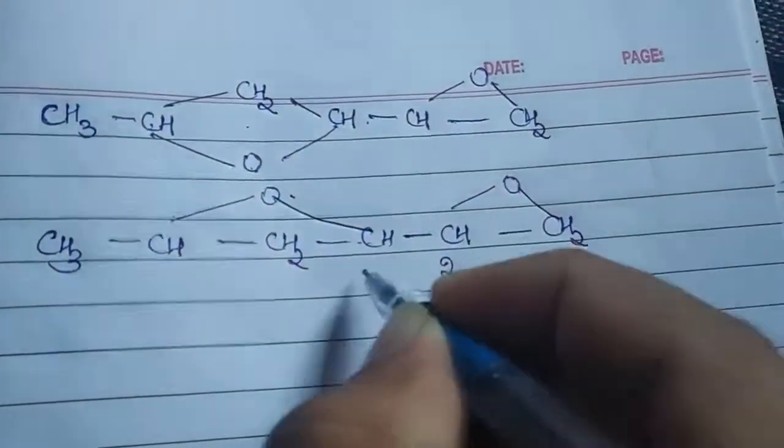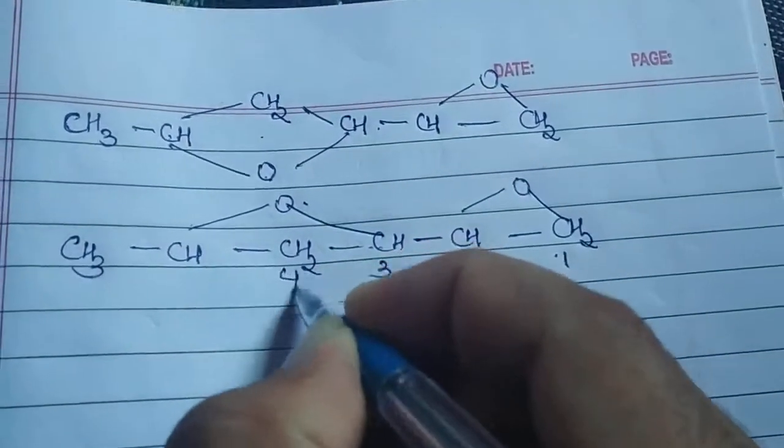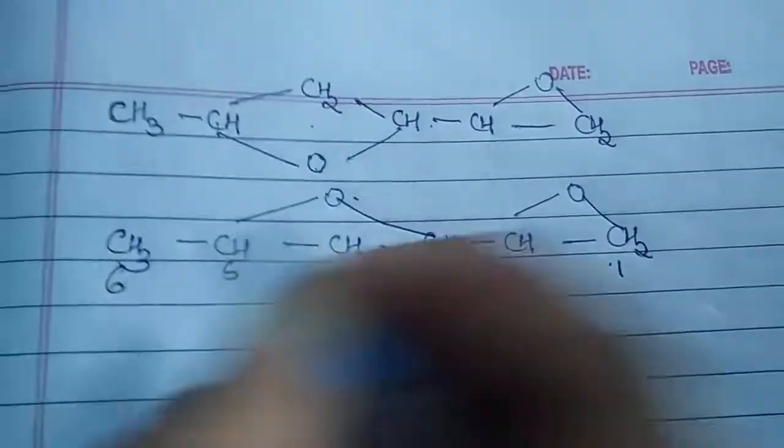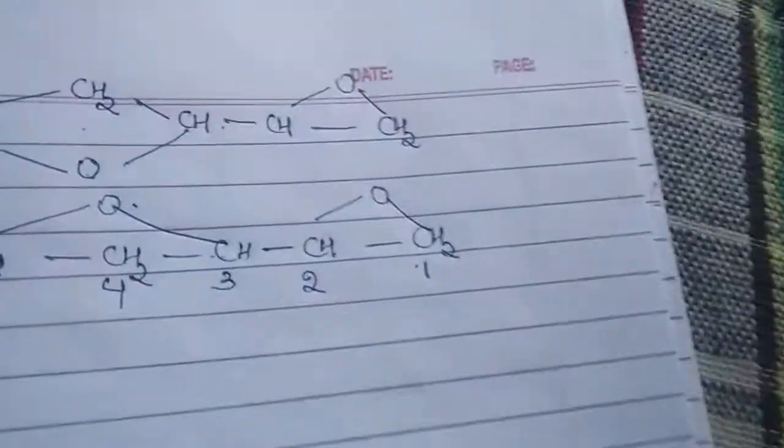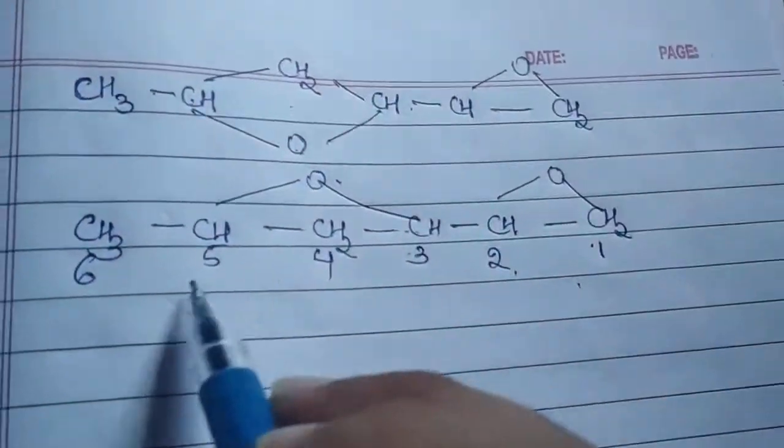1, 2, 3, 4, 5, 6. Yes or no? If you are coming from the other side, what happens? The numbering becomes greater. We always want the least possible numbers. So 1, 2, 3, 4, 5, 6.